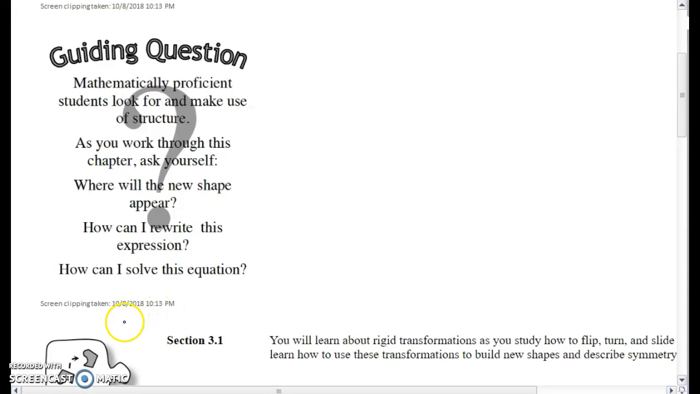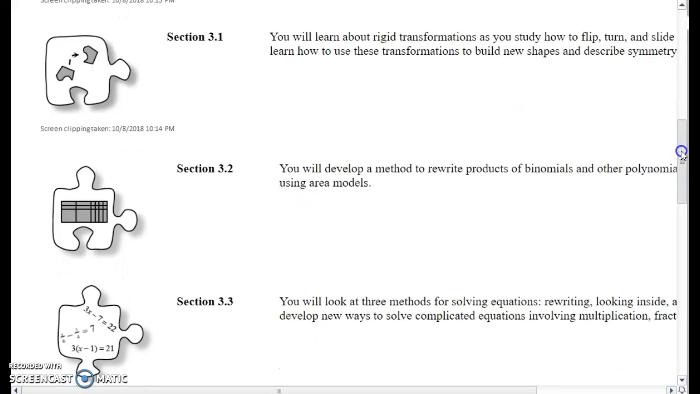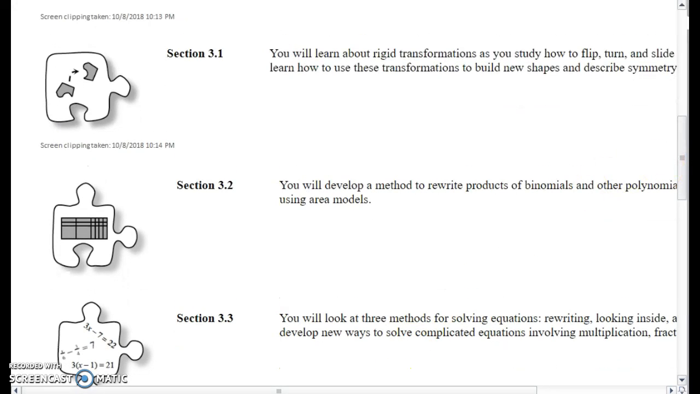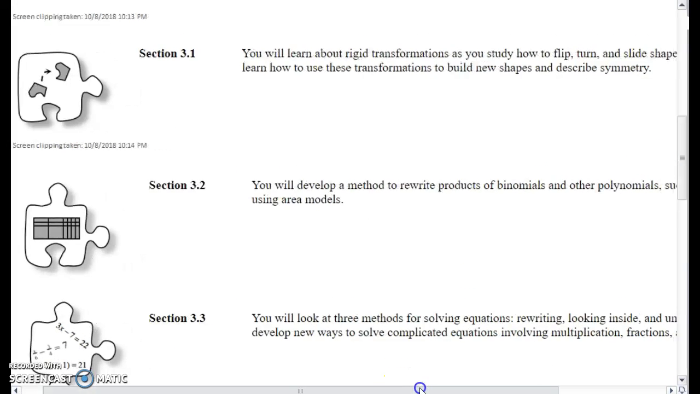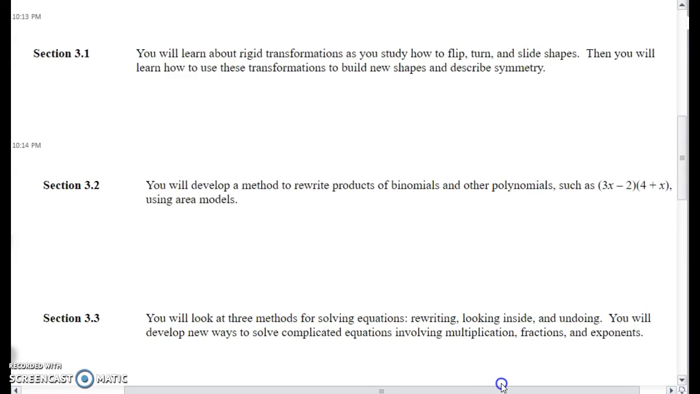where will the new shape appear? How can I rewrite this expression? And how can I solve this equation? And this chapter is broken up into three sections. The first section is going to deal with rigid transformations, specifically flips, turns, and slide shapes, which we'll learn to be more reflections, rotations, and translations.